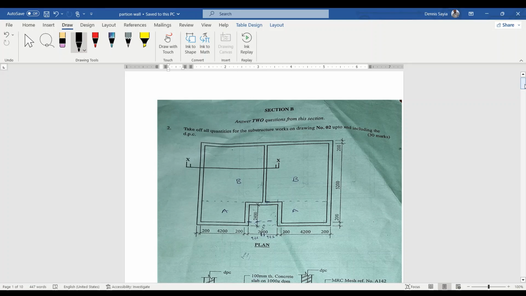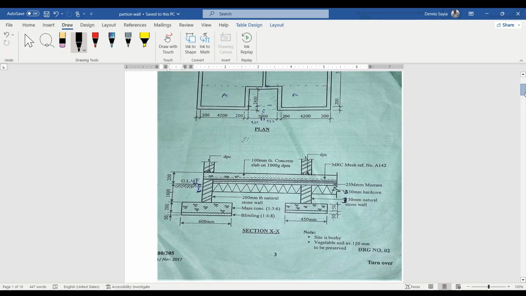So guys, this is our substructure works, and we are going to take off all the quantities up to the DPC. So we have the plan here. This is our plan. You can see how it looks like. We have this wall, the main wall, and then we have another wall here. And then we have this section here that does not have anything. It's open. And then we've been given the dimension, the wall thickness, and then the section has been cut across at this point so that we can be able to see the details of that section.